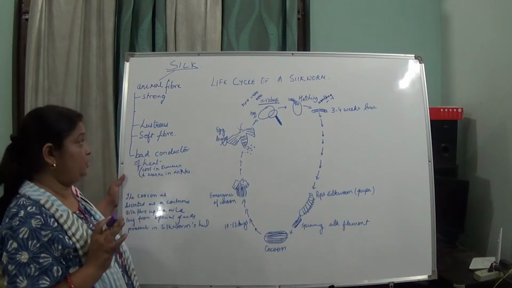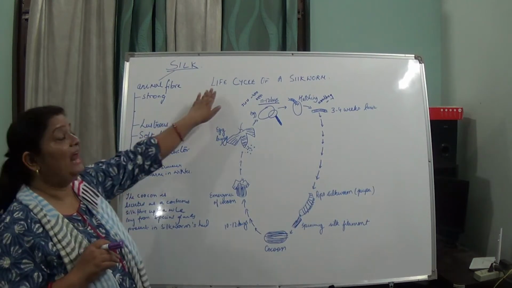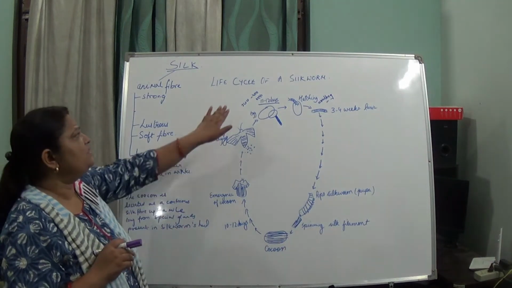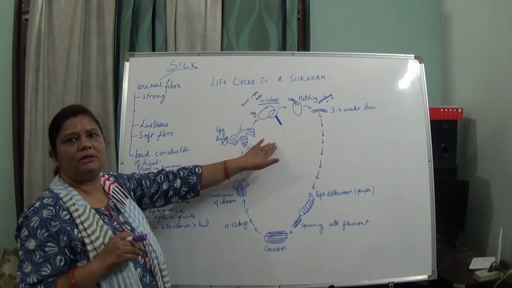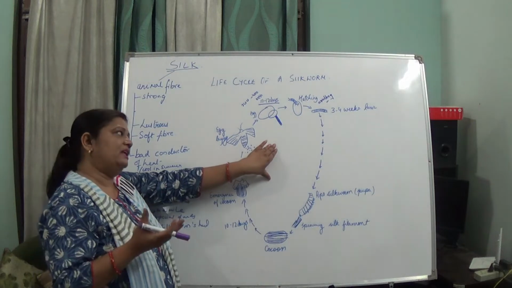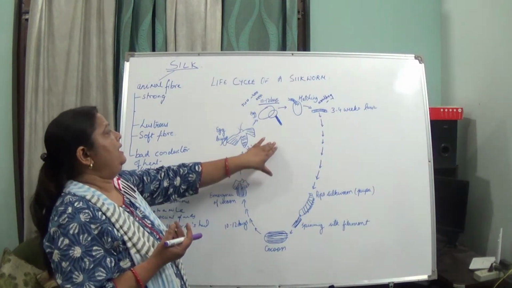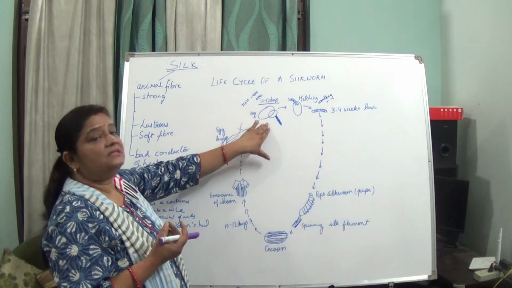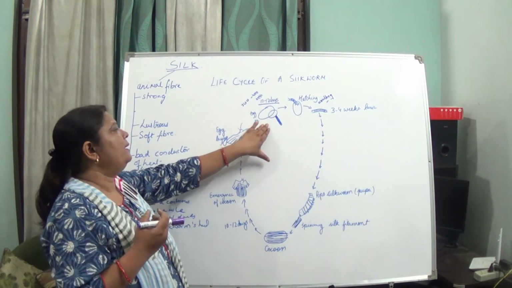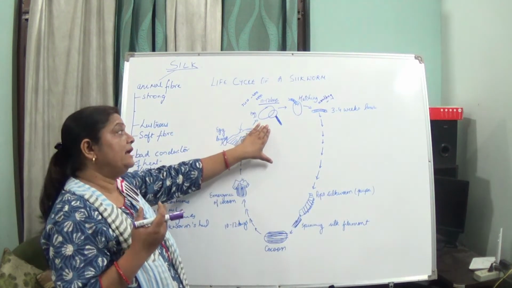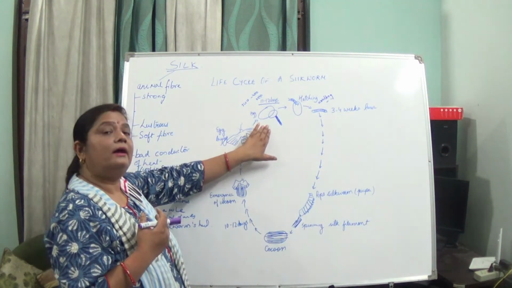It is expensive also. Okay, now come to the life cycle of the silkworm. This silkworm lays 300 to 400 eggs. They lay them mainly on leaves, mainly the mulberry leaves. And these eggs are very small. The main thing is that many times after laying the eggs, the silkworms die.